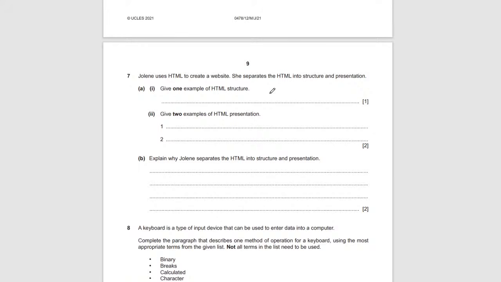I have a question on HTML structure and presentation. This question is also quite tested a lot. Many people may start to revise on this. Basically, give an example of an HTML structure. You would say margins. An example would be margins. For presentation, there's actually a lot. You can say fonts, color, font style, all that will work.